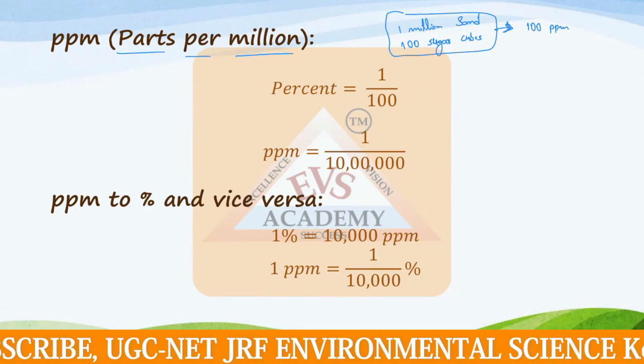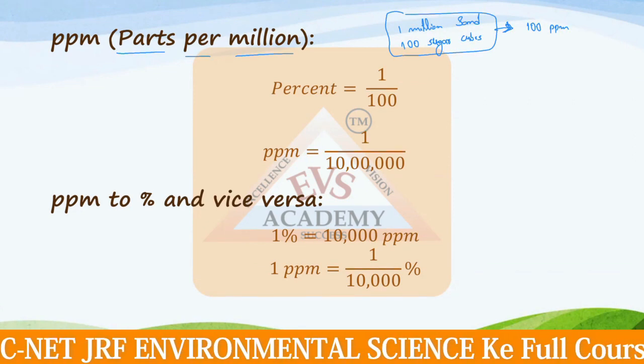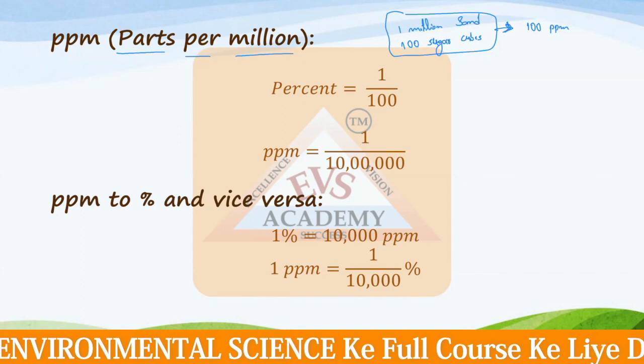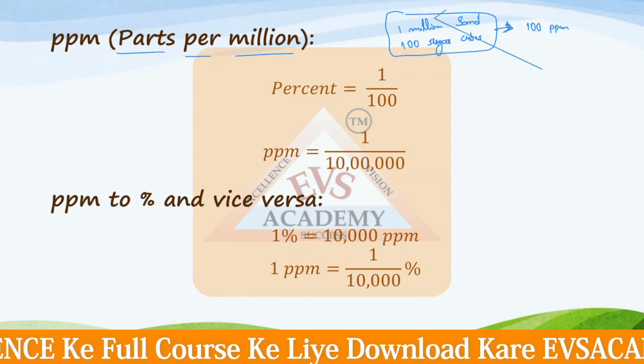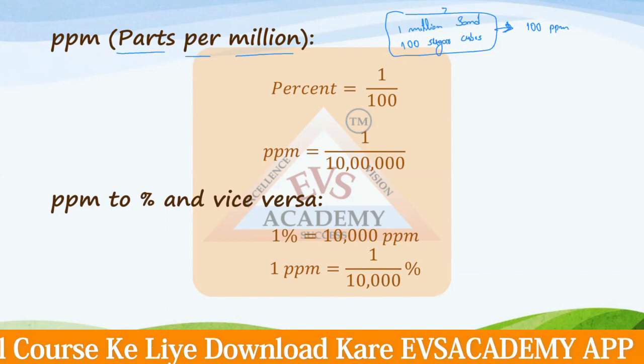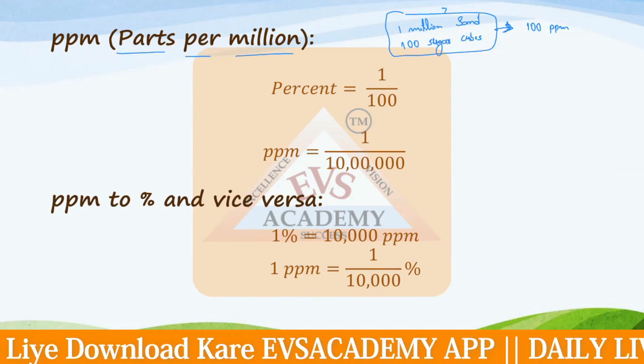So the same we can calculate for any other solution as well. So ppm is basically 1 divided by 10 lakhs. Million is equal to 10 lakh.